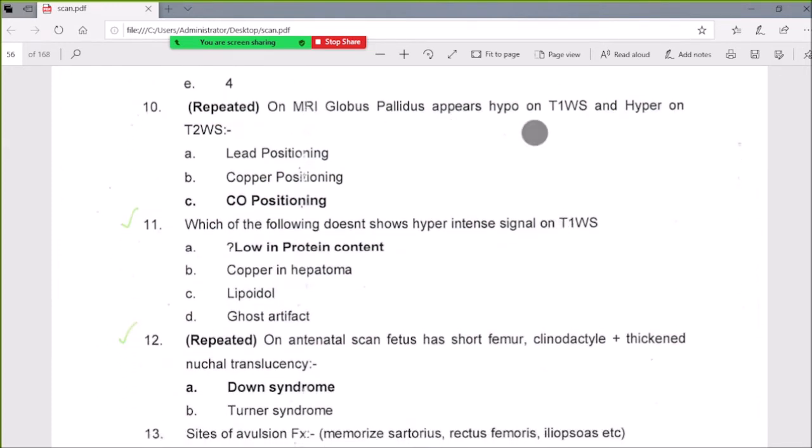On MRI, globus pallidus appears hyperintense on T1 and T2. Diagnosis of carbon monoxide poisoning. It involves the globus pallidus. 11. Which of the following doesn't show hyperintensity on T1?